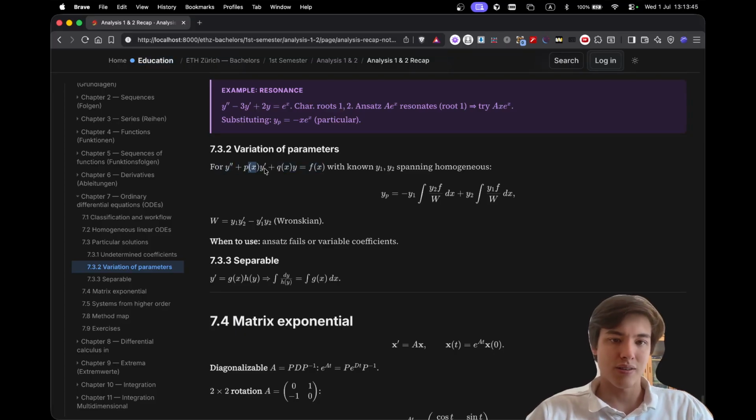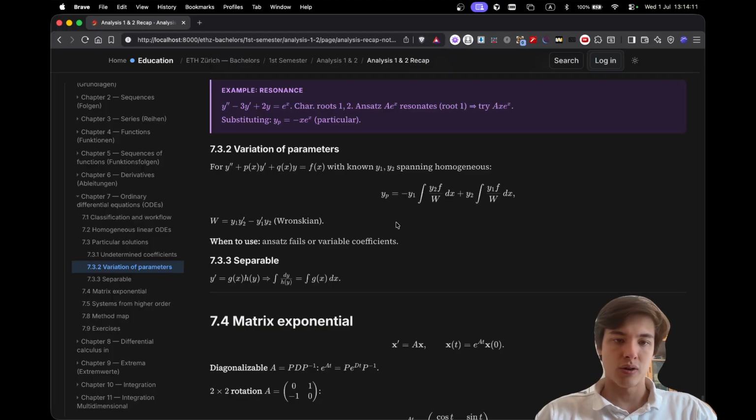We didn't even look at this, right? If we have two solutions, y1 and y2, and we know them for the homogeneous equation, then we can find the particular solution with this formula, using the Wronskian, which is basically the determinant of the matrix of y1, y2 and the derivatives of y1 and y2. Then the y1 part would have the factor of y2 times this function over that.